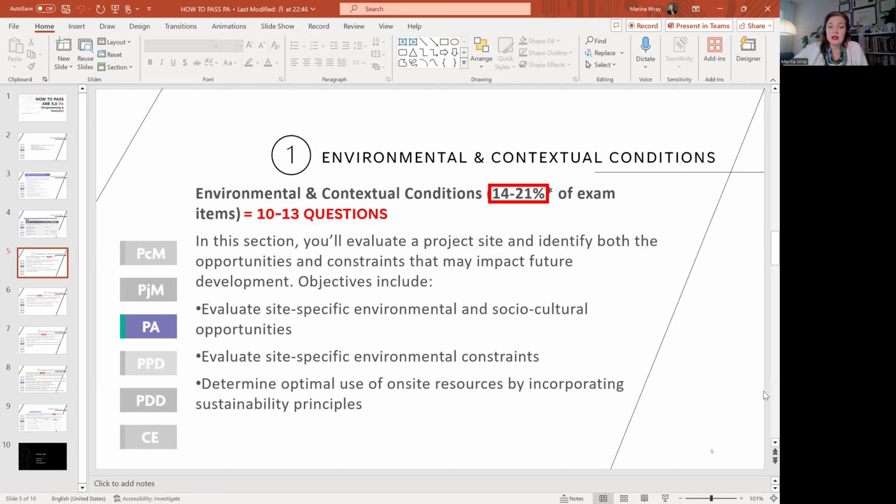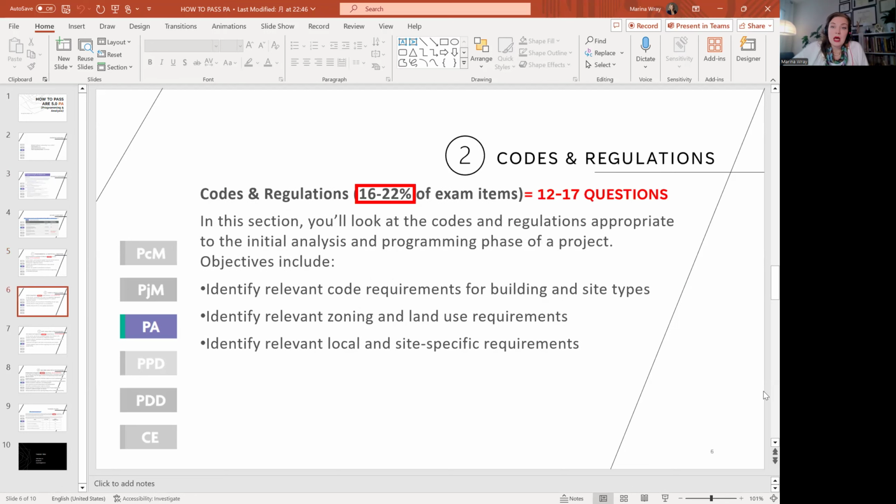That's the greatest thing that you can do, and utilize the existing conditions for your benefit. So the second section is codes and regulations, and that's between 16 and 22%, or between 12 and 17 questions. In this section, you look at the codes and regulations appropriate to the initial analysis and programming phase of a project.